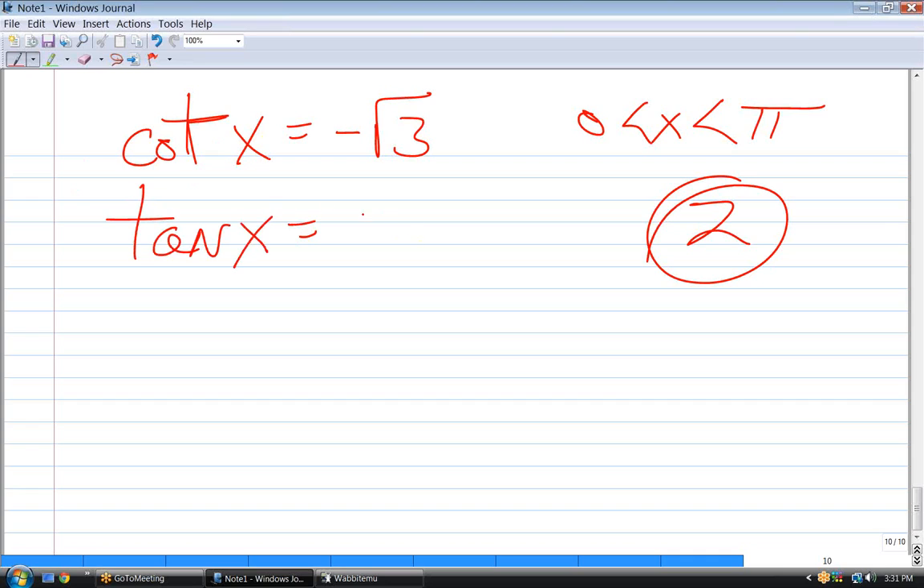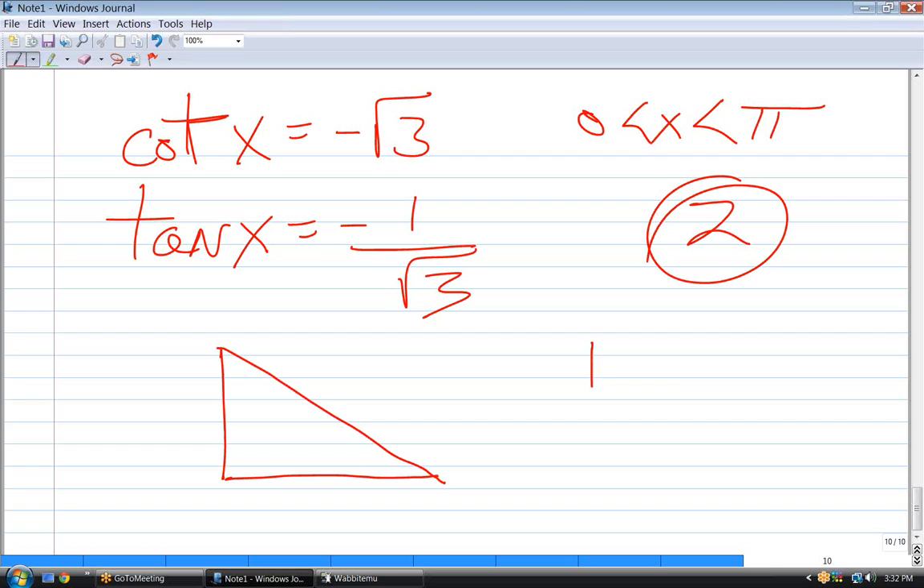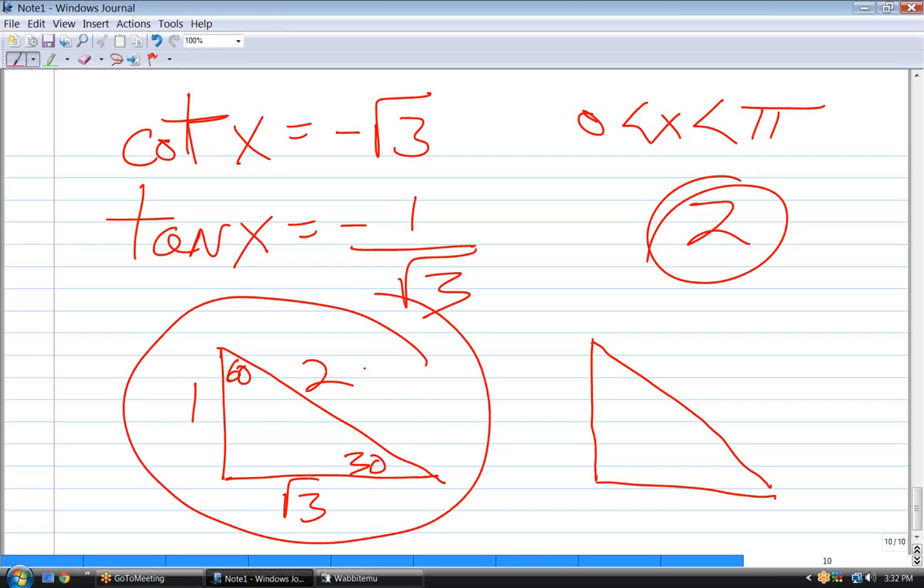So tangent of x equals 1 over root 3, with a negative. And for the moment, I don't really want to rationalize that. You see why? Sometimes it's better to have that radical in the denominator than it is in the numerator, and I'll show you why in a second here. It's clearly that triangle, right? Yeah. Which angle is it?